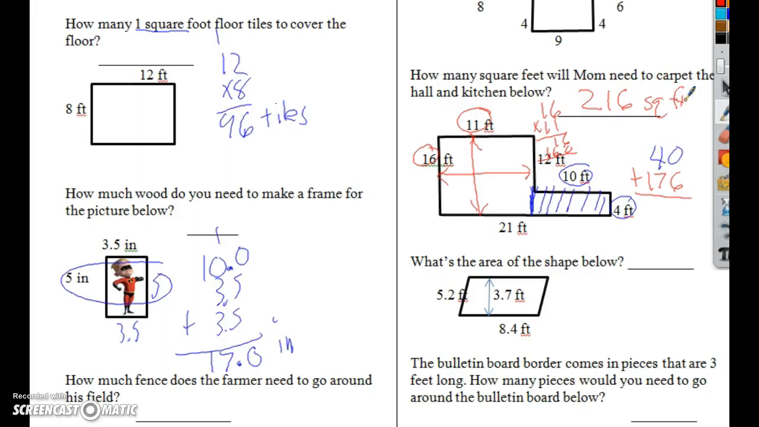What's the area of the shape below? Since it's a parallelogram, we're going to do base times height. The base is 8.4. The height is 3.7. We're going to have to do some multiplying.